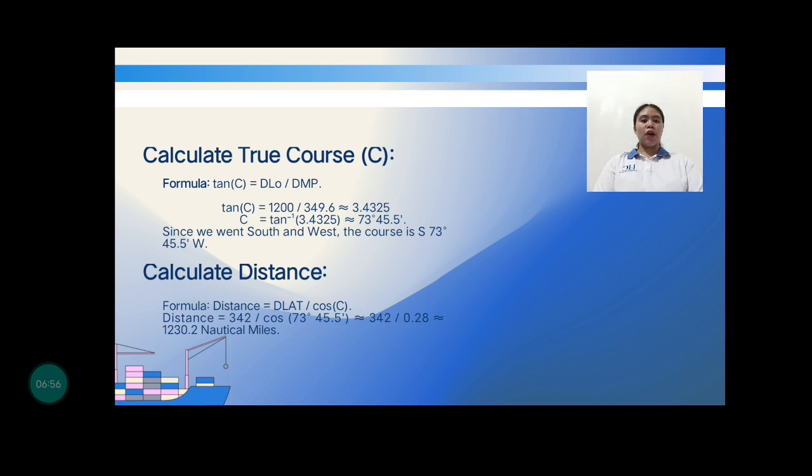So next we need to calculate the distance. So the formula of distance equals DLAT over cos C. So distance equals 342 over cos 73 degrees 45.5 minutes. So we have 342 over 0.28. So the answer is 1230.2 nautical miles.